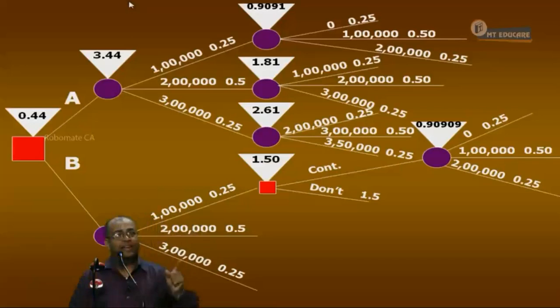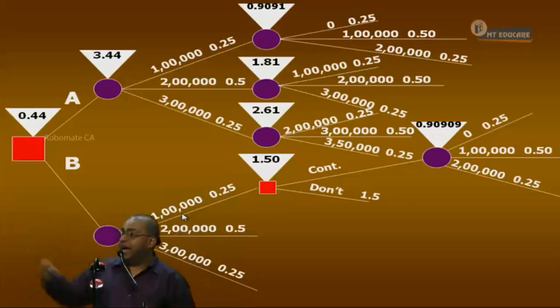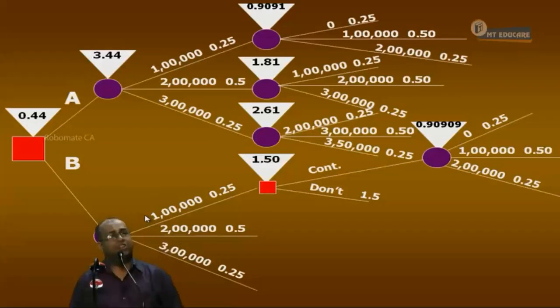So, tell me, if the first year cash flow is 1 lakh, what will I decide? Continue or abandon. Abandon. I'll get 1,50,000 and not 90,910. Yes or no? Always when I have an option, I exercise to the best of my ability. Yes or no? Can I proceed?